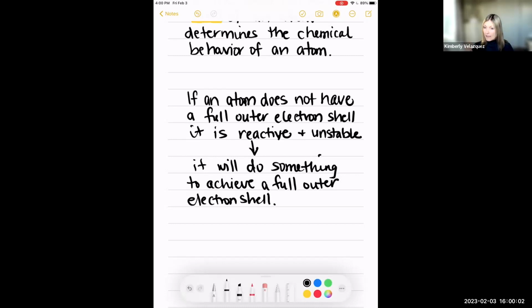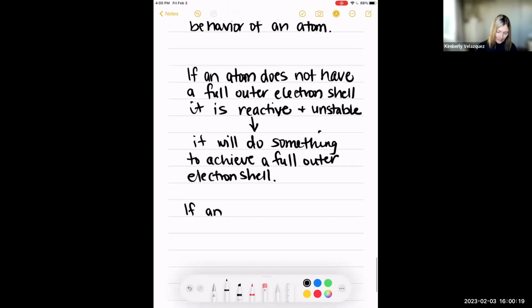If an atom does already have a full outer electron shell, like we saw for neon and helium, then that element is stable and it's non-reactive. And it doesn't need to do anything to fill that outer shell. It's already full.